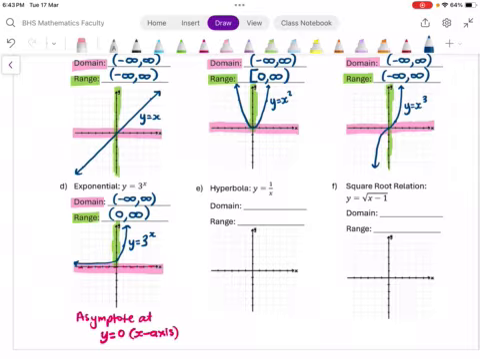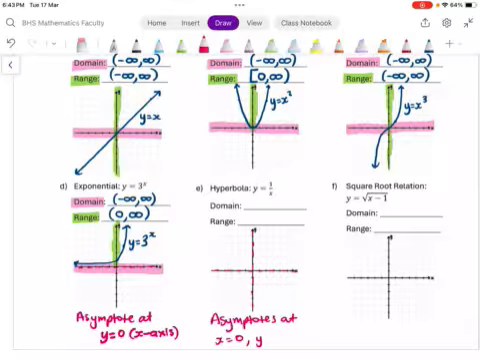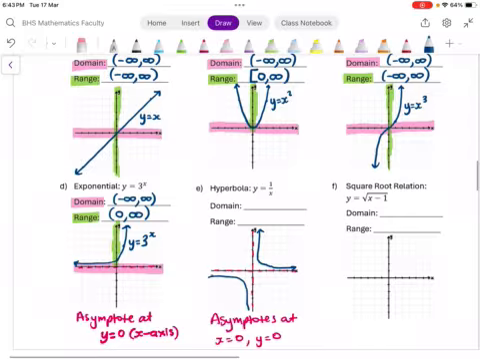Our next function is a hyperbola. Now, a hyperbola has asymptotes on both axes. So at x equals 0 and y equals 0, we have our asymptotes. Again, if you're not sure how to sketch this, you can put in a little table of values. It looks a little something like this. Just a rough sketch is totally fine for today's lesson. That is what our hyperbola looks like.